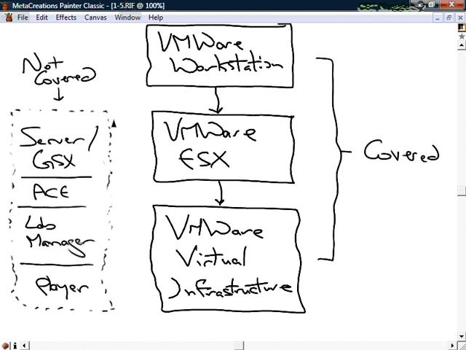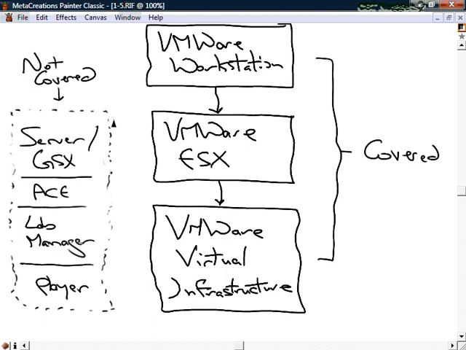Also ACE, VMware's Assured Computing Environment, is another tool that essentially wraps a management skin around Workstation to allow you to create versioning and to approve and disapprove versions associated with virtual machines, so that you can set out specific virtual machines that your people use for specific reasons.